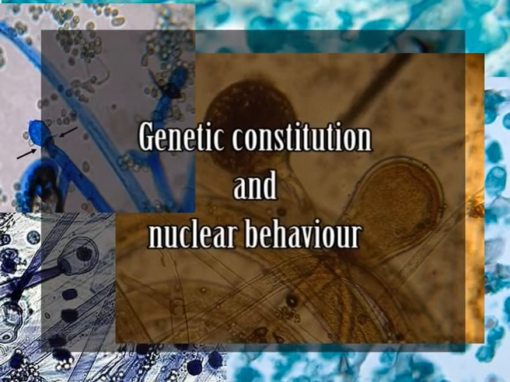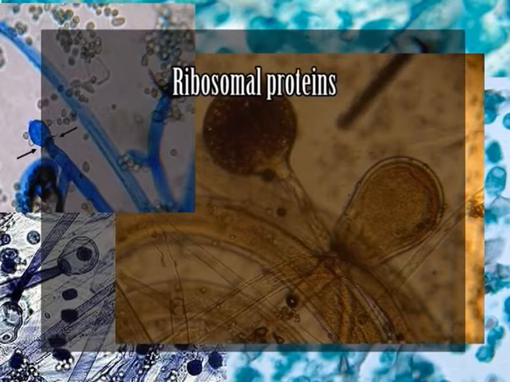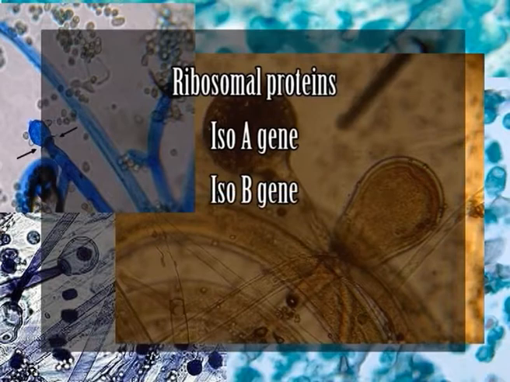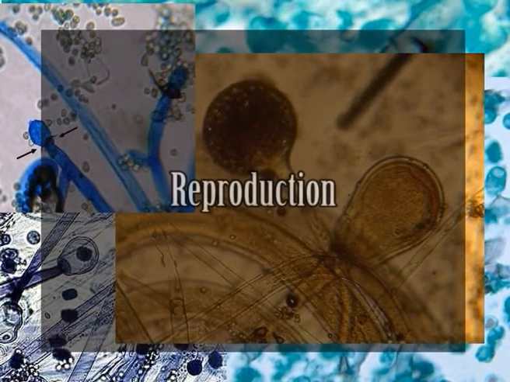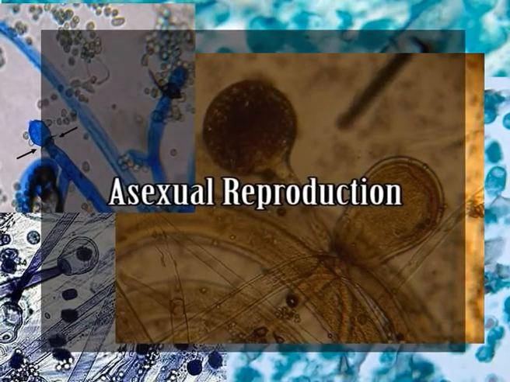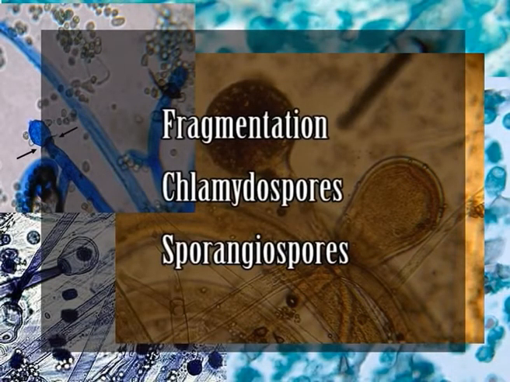Genetic constitution and nuclear behavior. Many of the proteins and genes of Mucor have been sequenced, which include ribosomal proteins, genes involved in isoprenoid biosynthesis, the iso-A gene, iso-B gene, the gene encoding glyceraldehyde 3-phosphate dehydrogenase, the LIV1 gene, etc. Now, reproduction. The fungus reproduces both asexually and sexually. Number 1. Asexual reproduction. Fragmentation, chlamydospores and sporangiospores are the methods of asexual reproduction.